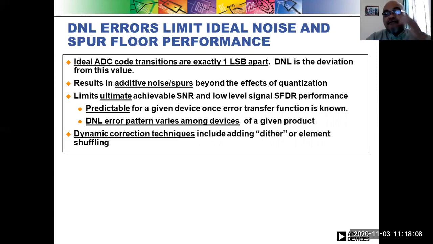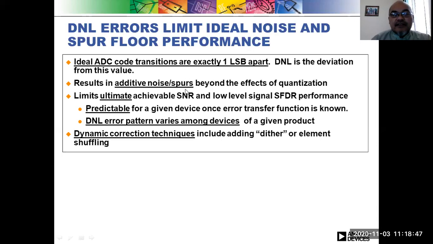So for example, let's say if you have 8 bits, one least significant bit means 1 over 256, right? 8 bit is a bit too big. Let's say 3 bits. So one least significant bit will mean 1 over 8. Let's say you have full scale of 0 to 10 volt, then one least significant bit equals more or less 1.25 volt. So DNL is the deviation from this value, this transition of 1.25 volt.